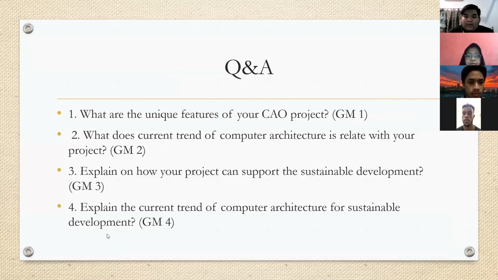Okay, the unique feature of our CAO project is the use of the DMA controller. The DMA controller moves information from one place to another. By using DMA, we reduce the cycles needed to transfer data.